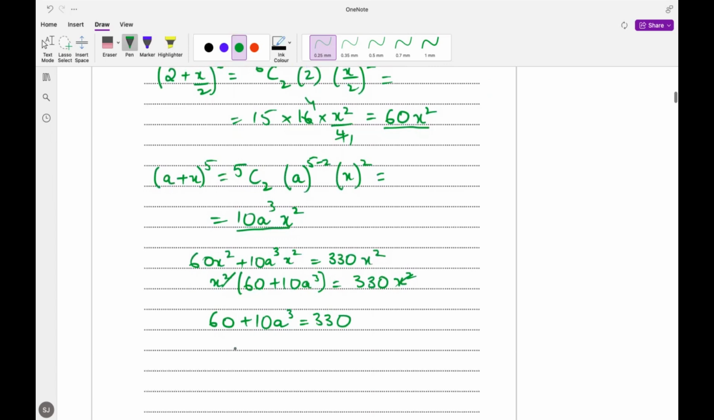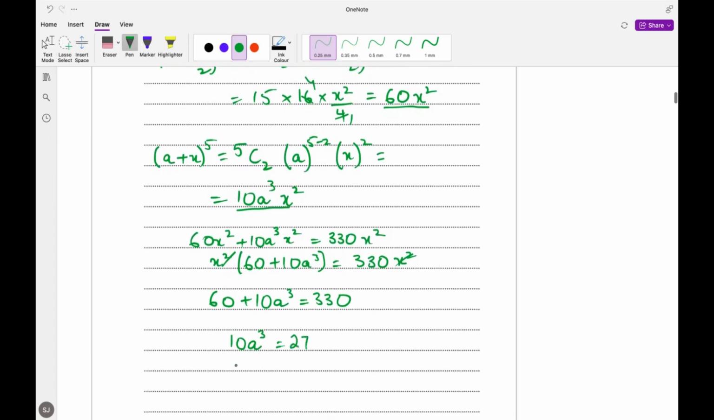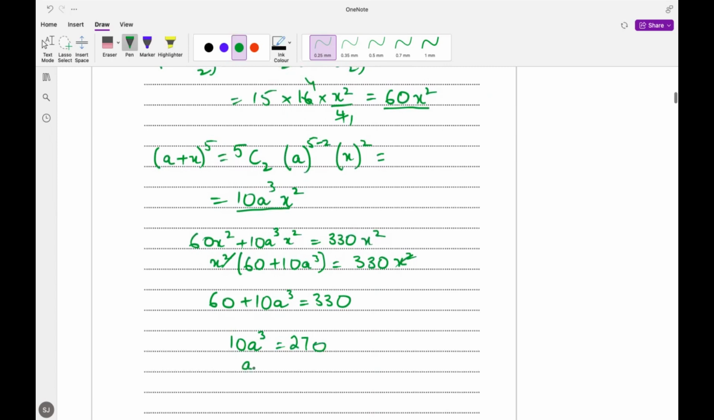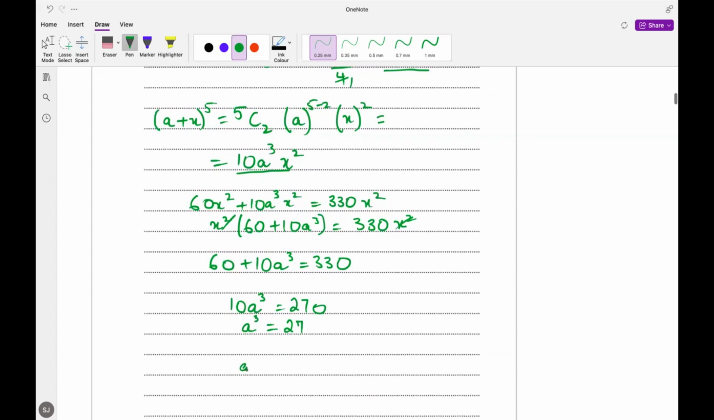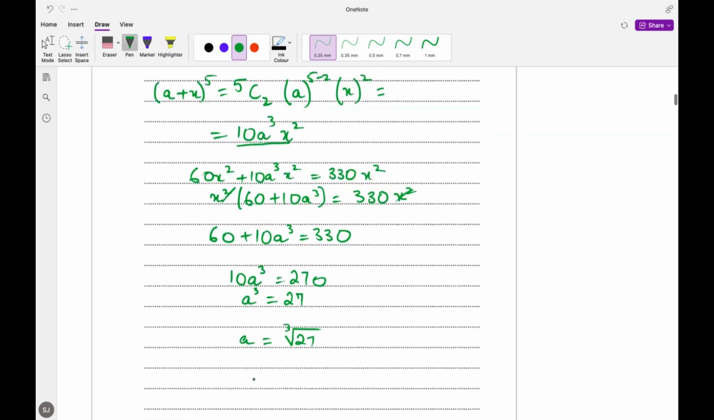330 minus 60 is 270, so 10a cubed is 270. A cubed will be equal to 270 divided by 10, which is 27. So the value of a will be the cube root of 27, which is equal to 3.